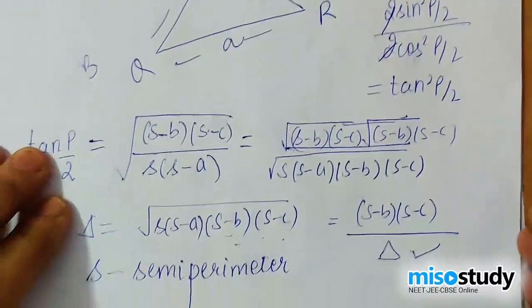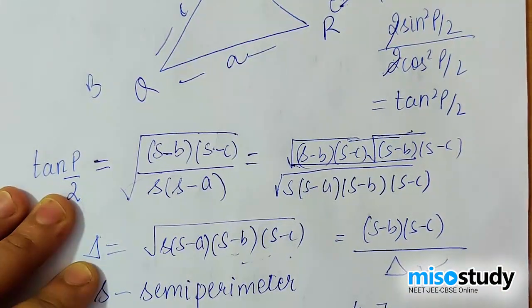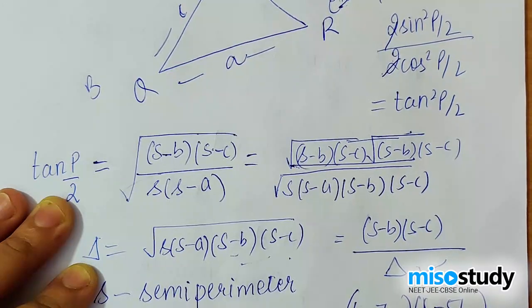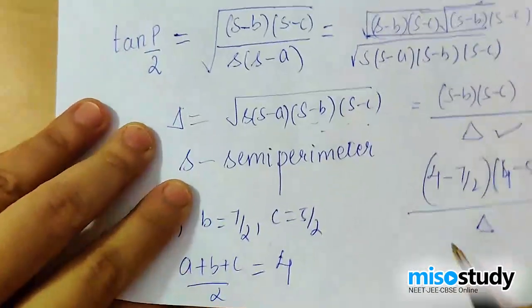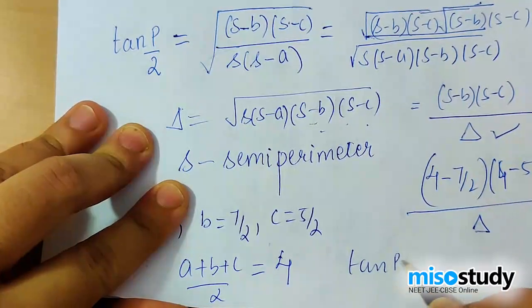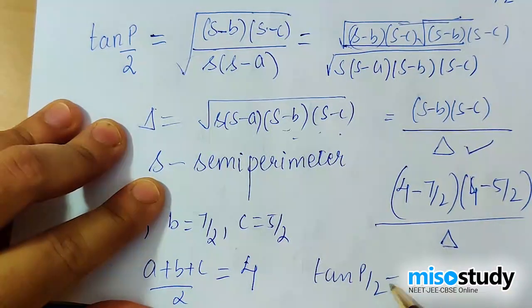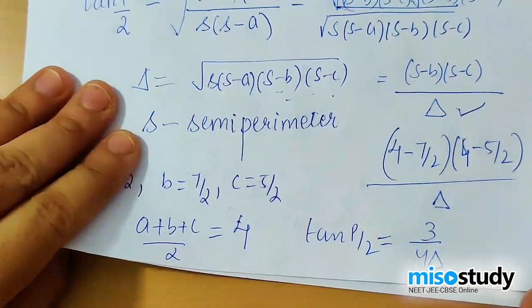On putting the desired values, 4 minus b is 7 by 2, c is 5 by 2, and delta remains delta. So I will have tan P by 2 as, this would be 4 minus 7 by 2 would be half, and this would be 3 by 2. So it will be 3 by 4 delta. This is the value of tan P by 2, 3 by 4 delta.